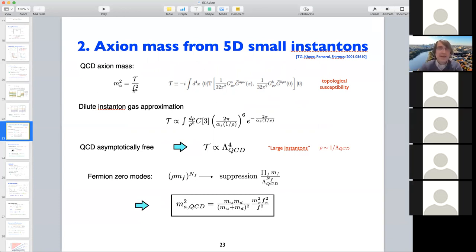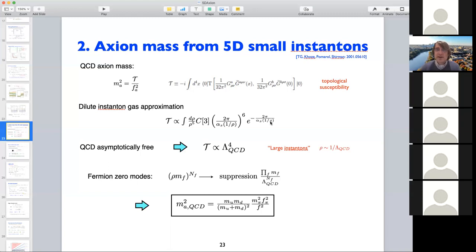So let me recap here. The QCD axion mass, as I said, comes from the vacuum energy density of this topological susceptibility, and it's also related to instantons via the dilute gas approximation. And notice that this topological susceptibility T depends exponentially on the value of the QCD coupling at the size of the instanton. So the instantons are conformal.